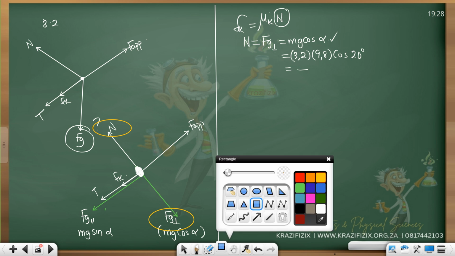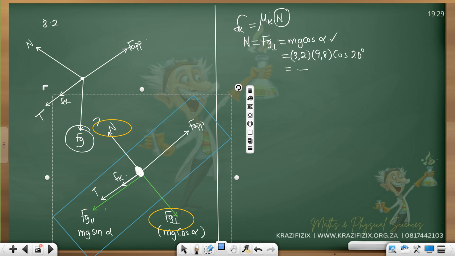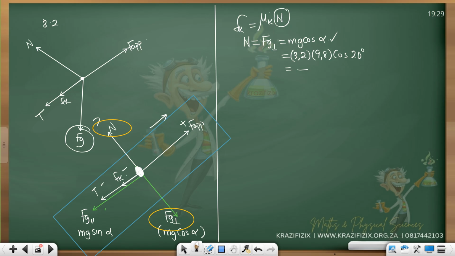If we are looking for friction, the object is moving upwards. Let's play around with that motion. The object is moving like that, so the forces that are responsible are this one: plus, minus, minus, minus. Let's work. F net is equal to ma. Force applied is positive, friction is negative, tension is negative, F_g parallel is negative, and that is ma.